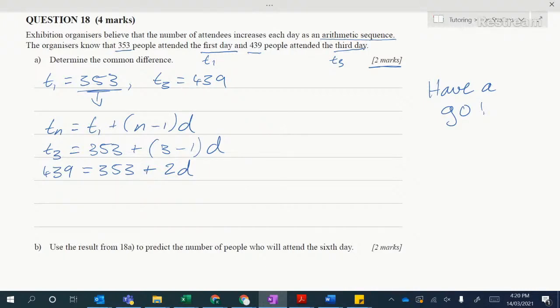Okay, so if I take away 353 from both sides, I get 86. And then I divide by 2, I get a common difference of 43. Okay, so you'd get 1 mark for getting this answer of the common difference being 43. And then you'd get another mark for showing some kind of model. You could also do this through recursion, but I think the most efficient way to do it is with that general rule.